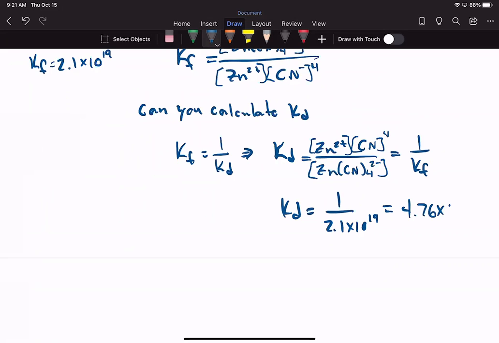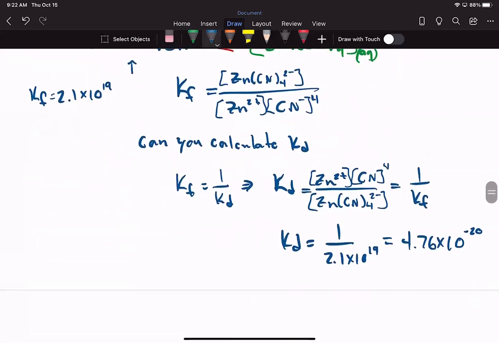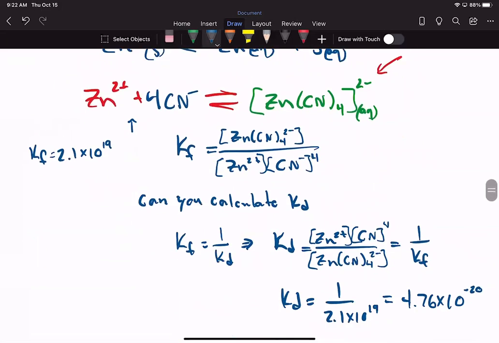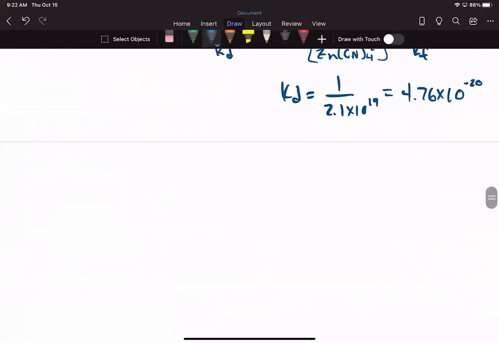4.76 times 10 to the minus 20. Sorry, KD is 4.76 times 10 to the minus 20. All right. Let's see here. But we do some more calculations here.